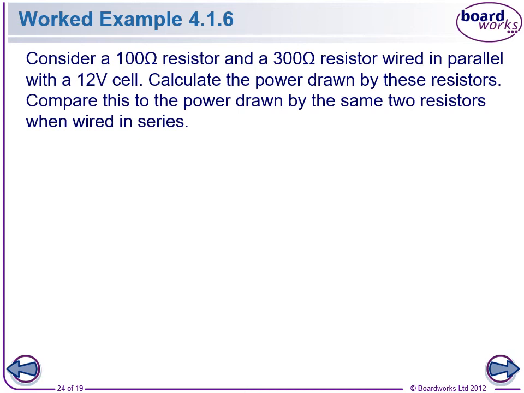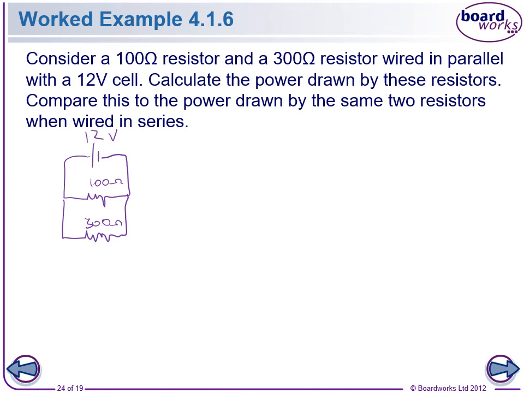So one of the things that we had to do in this section was to compare the power drawn in a parallel circuit compared to a series circuit. So let's have a look. Consider a 100 ohm and a 300 ohm resistor wired in parallel with a 12 volt cell. Okay, let's do it. So we have a 12 volt cell, 12 volts, we have 100 ohms, and we have 300 ohms. Calculate the power drawn by these resistors. Compare this to the power drawn by the same two resistors when wired in series.